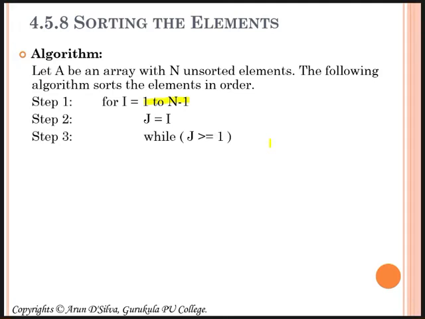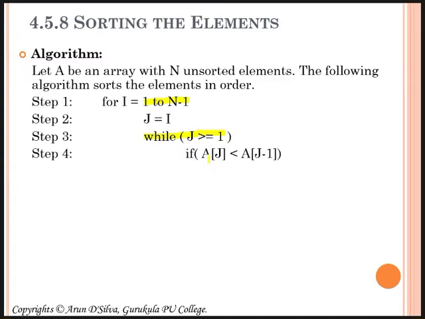The next step, we are taking one more loop, a while loop: j is greater than or equal to 1. So we are just repeating the process till the j value becomes 1. We are going in the reverse order, downwards. Now let me check the condition.